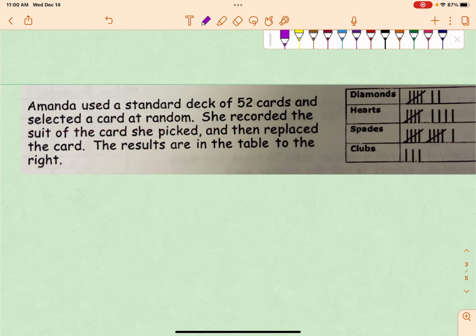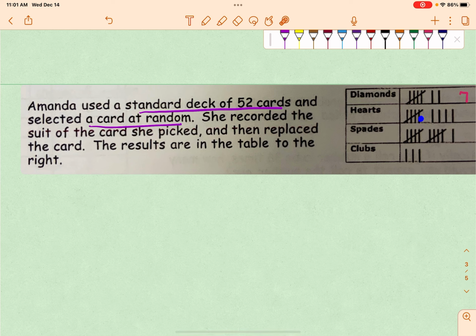This one says, Amanda used a standard deck of 52 cards and selected a card at random. She recorded the suit of the card she picked and then replaced the card. So if she flipped over a diamond, she'd put it on the bottom and keep going. The results are in the table on the right. If I look at the diamonds, this is 5, 2 more would be 7, so I know that there are a total of 7 here.